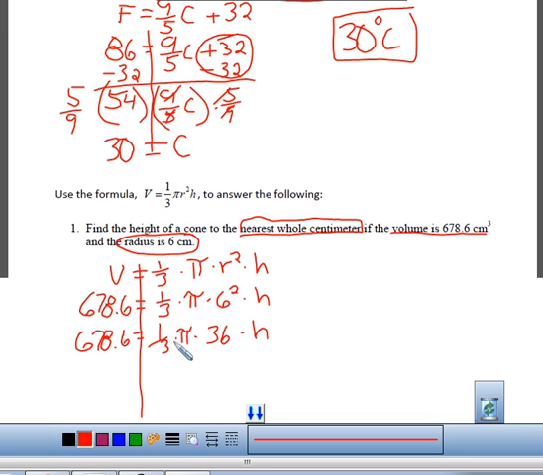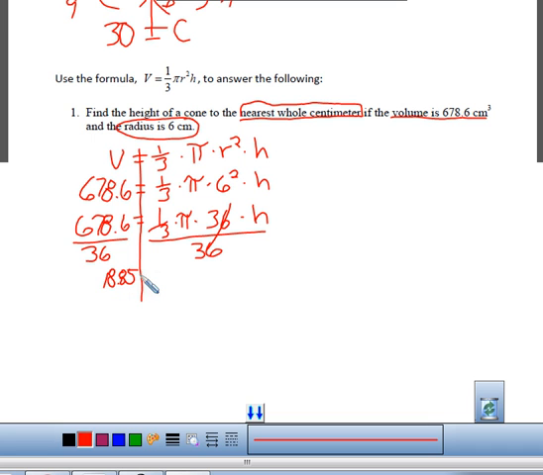Now if you want to do some combining over here, you can combine 1/3 and 36 and you get 12. And actually, let's go ahead and do that. I did it originally a different way. Well, how about instead of doing that, I'm just going to divide both sides by 36. This is the original way I did it. When I divide by 36, the 36's cancel, and I get 18.85, some more room, equals 1/3 pi times h.